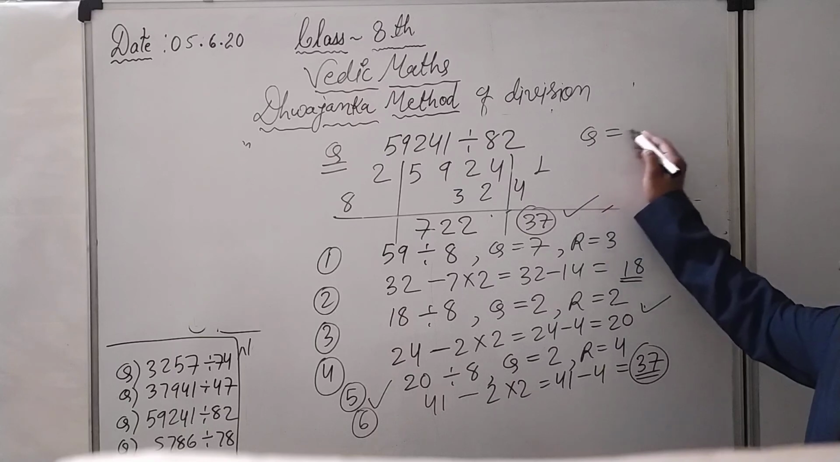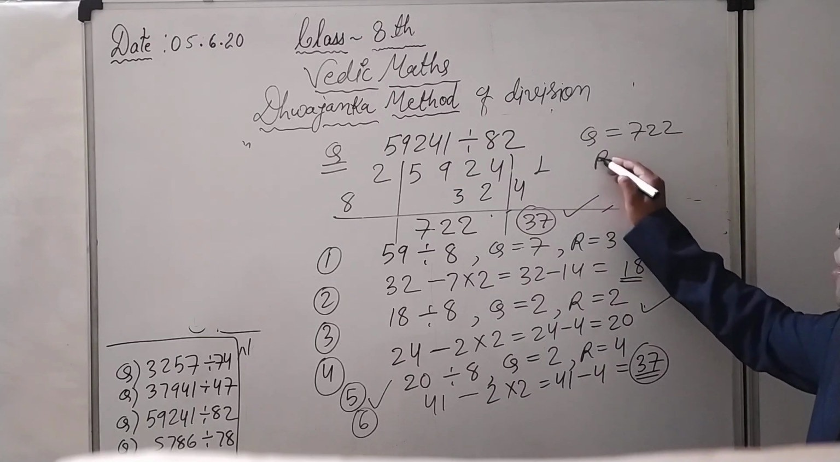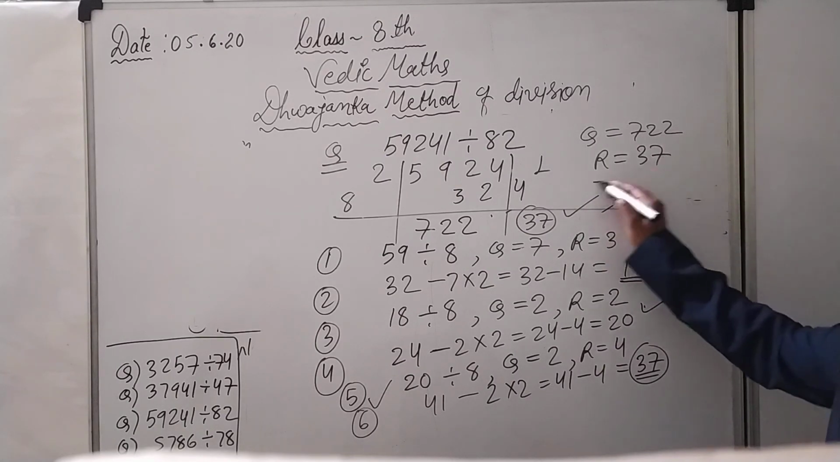So what is the answer here? Quotient will be 722, and my final remainder will be equal to 37. That is the answer.